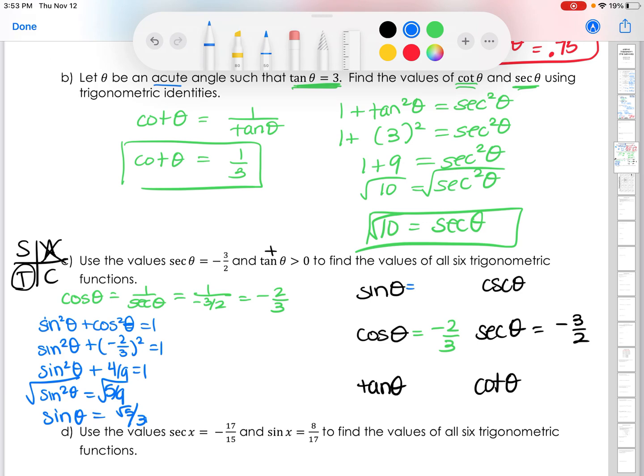Now, the only thing is I already know what quadrant I'm in, so it has to be -root 5 over 3. Okay. Now we can find cosecant very simply by using our identities here. Cosecant of theta is equal to 1/sine, which means it's 1 over root 5 over 3. Well, actually negative in this case. So we get -3/root 5, or when we rationalize it, we get -3√5 over 5.